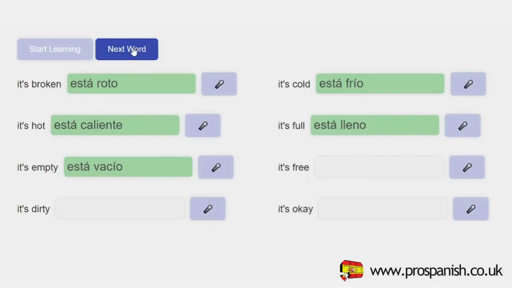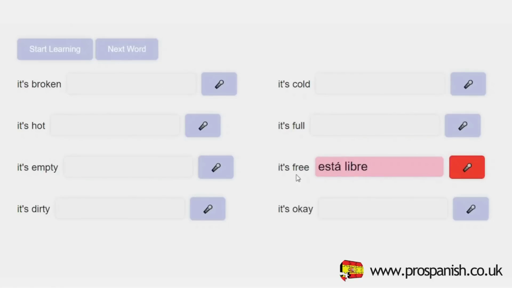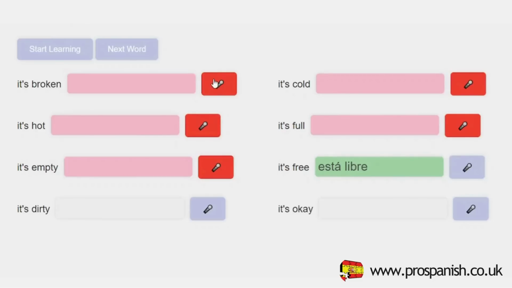And the next word. Está libre. Again, this is free in the sense of not occupied. This doesn't mean free as in it doesn't cost anything, but it's free, it's not occupied. So this will be very useful, and people often may ask this question if there's not many seats and they need to borrow one for perhaps to sit on an outside terrace in a bar, and they'll say, ¿Está libre? Is it free? So it's free, está libre. Okay, let's whiz through these.